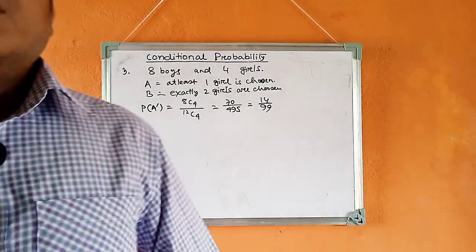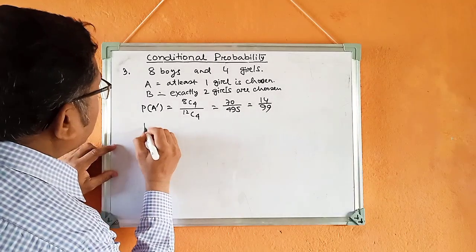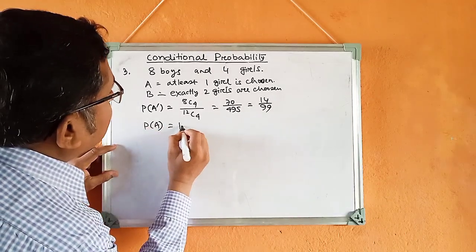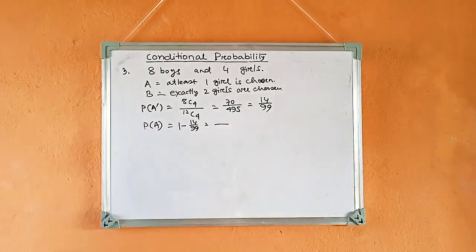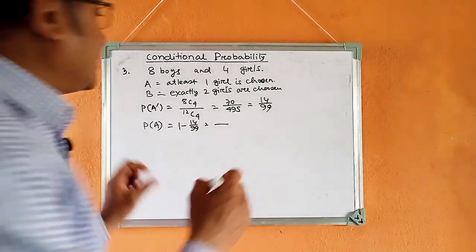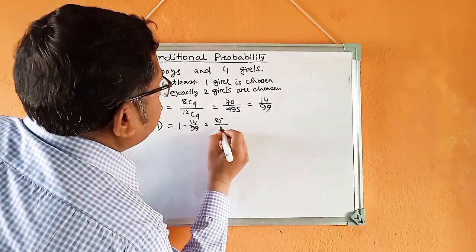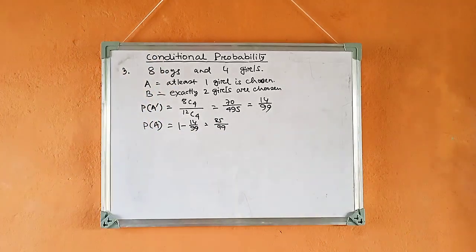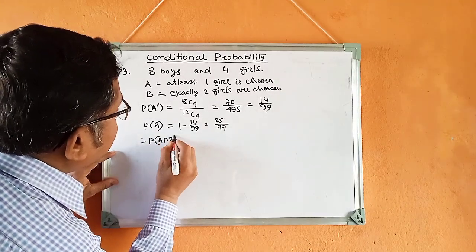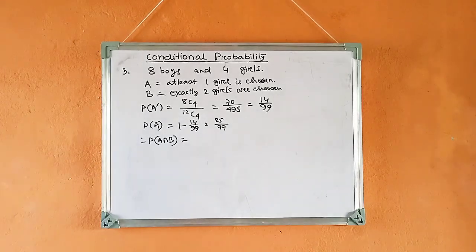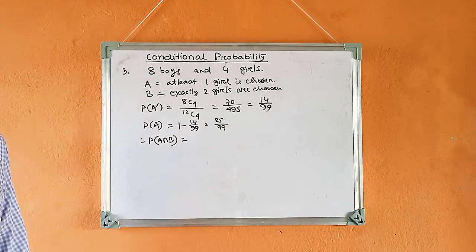This is the probability that there is no girl in this committee. Now the probability of event A, at least one girl, is 1 minus 14 divided by 99. So the answer is 85 divided by 99. Now find P(A intersection B). A intersection B means two boys and two girls.